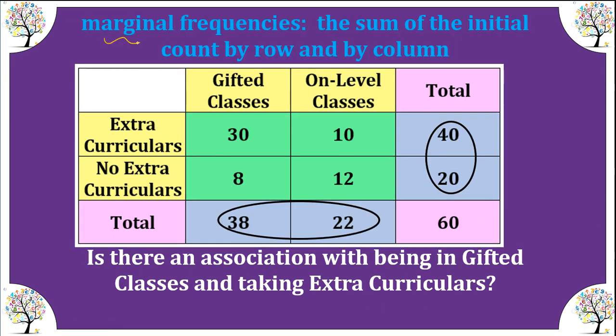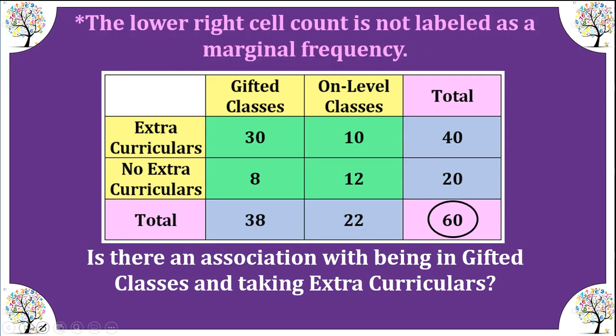Then we have marginal frequency. These are the totals along the margin, just like on notebook paper where you have margins on the sides. So the margin totals are the totals of the columns and the totals of the rows. Those are marginal frequencies. Now notice 60 is not part of marginal frequencies. So if you were asked to identify the marginal frequencies, you would simply identify 40, 20, 38, and 22, and not 60.